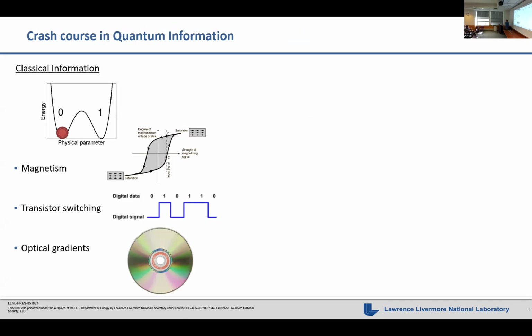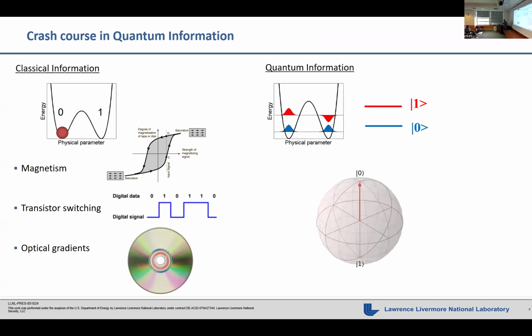So we're very interested in quantum computing, and to understand it, first we should talk a little bit about regular computing. In regular computing, you have zeros and ones, as we all know, and they encode in different methods. We have zeros and ones that are magnetic states that point left or right. We have transistor switching, optical gradients. You need some kind of physical mechanism that can encode a 0 or a 1. And quantum computers are the same.